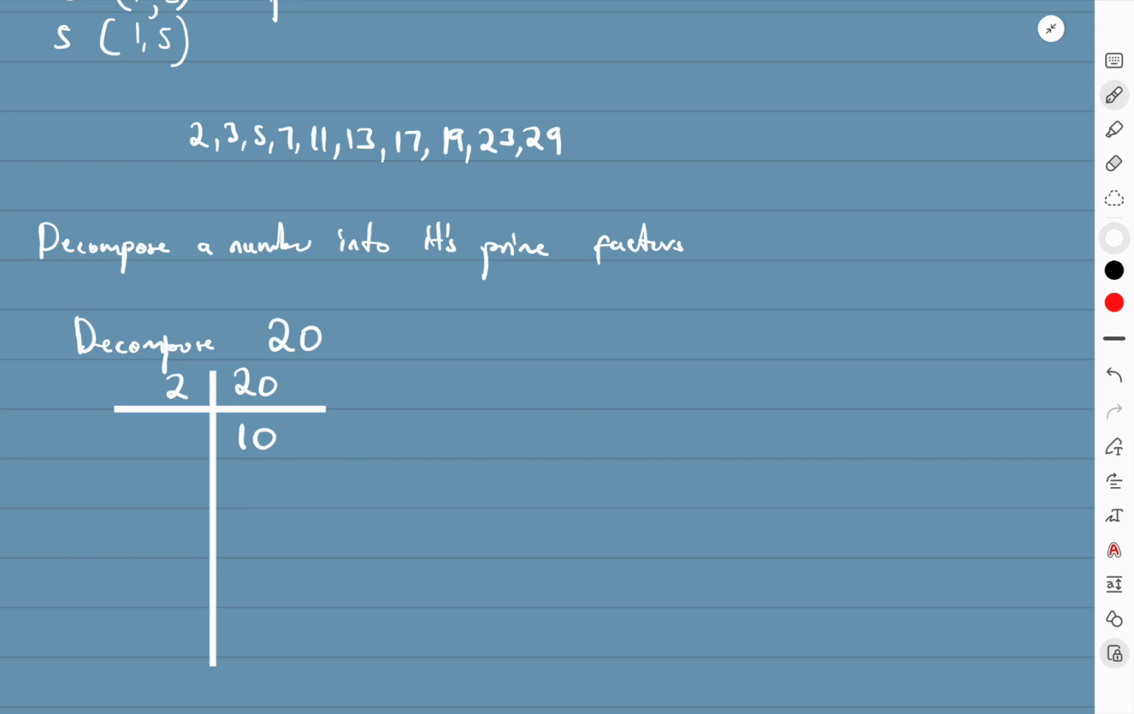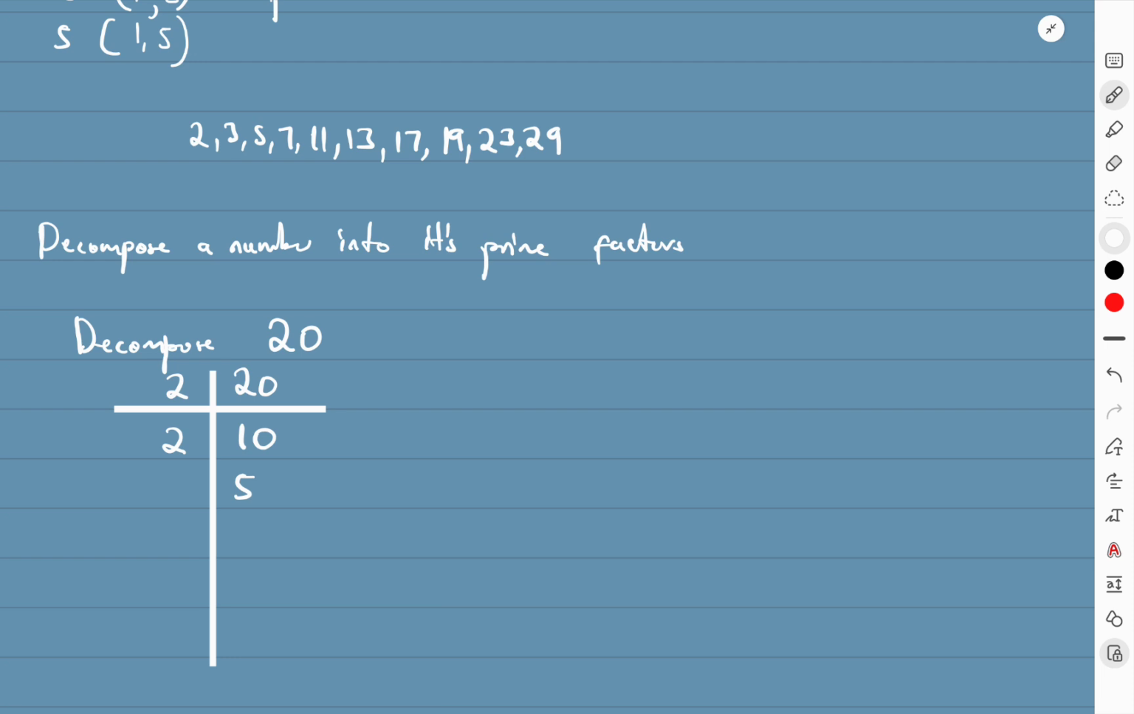Can a 2 go into 10 without leaving a remainder? If the answer is yes, I'm going to write the 2 here. Then I ask myself, how many times can a 2 go into 10? It goes 5 times. Now, can a 2 go into 5 without leaving a remainder? No. Therefore, I'm going to go to the second prime number, which is a 3. Can a 3 go into 5 without leaving a remainder? No. Therefore, I'm going to go to the next prime number after 3, which is a 5.